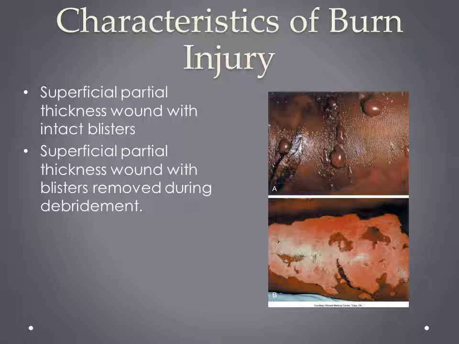Now, these are the characteristics of the burn injury. Superficial is a partial thickness wound with intact blisters, and that's what you see in photo A. A superficial partial thickness wound with blisters removed during debridement is what B looks like. Sometimes we remove the blisters, sometimes we don't. In the treatment of the burn, it just depends on what the treating physician thinks is in the best interest of the patient, and they don't always agree.